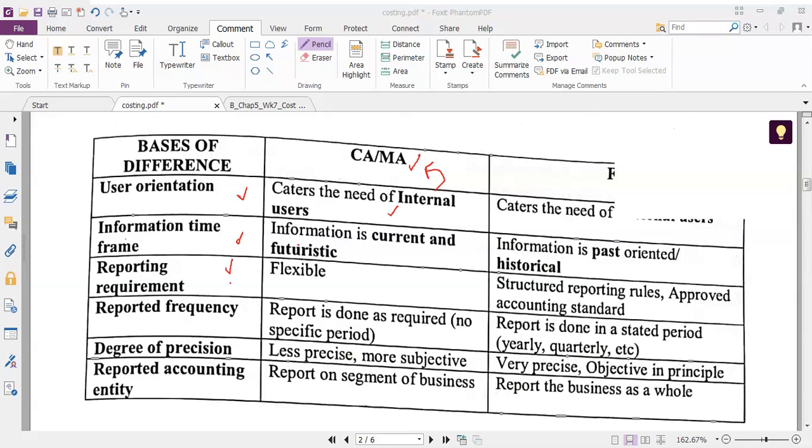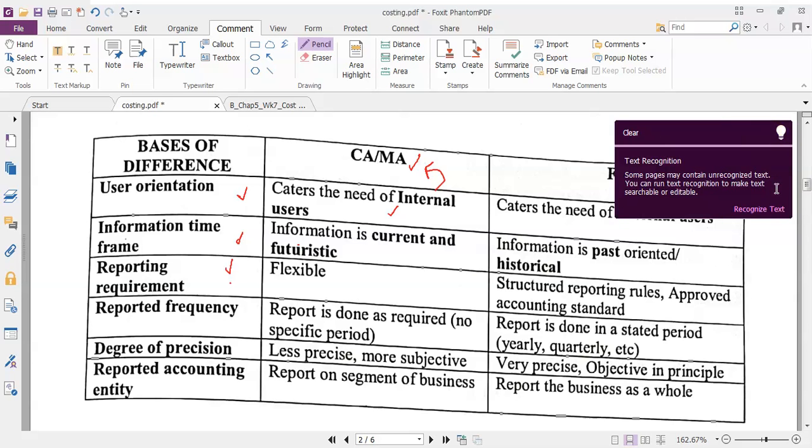Yes. Managers, employees, who else? The person that actually works under the same organization, that is an internal user. Okay, they use the information of cost accounting itself.